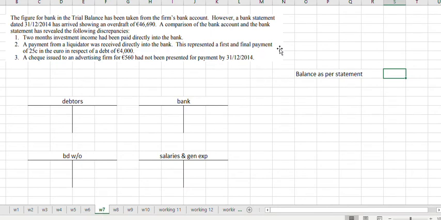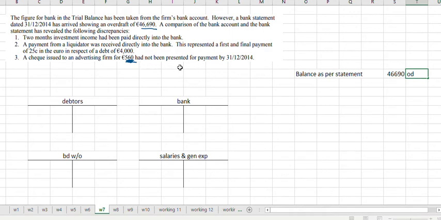Working number 7, our bank figure. So, very simple way, first of all. We are going to have to do what's called a bank reconciliation. So first thing we always do, you look for the bank statement figure, which is here, and note number 3, which is generally a check not presented for payment. So we take the balance as per statement, 46,690. That's an overdraft, by the way, which is a negative figure.